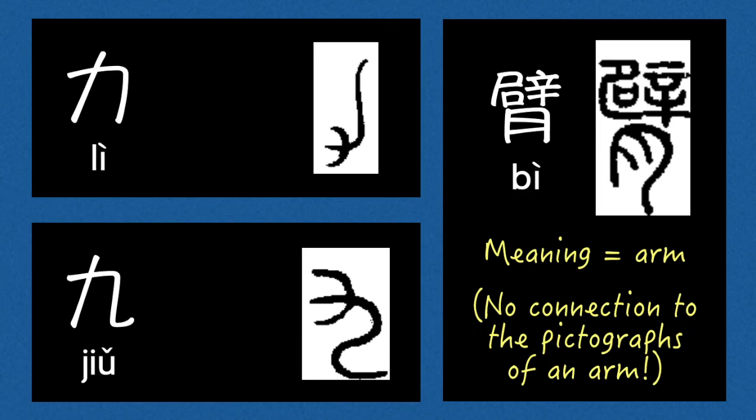You may be disappointed to learn that the ancient image of an arm is never used to actually mean arm. So while the numeral 9 is a cryptic drawing of an arm, the word that actually means arm is an unrelated puzzle involving the meat radical.